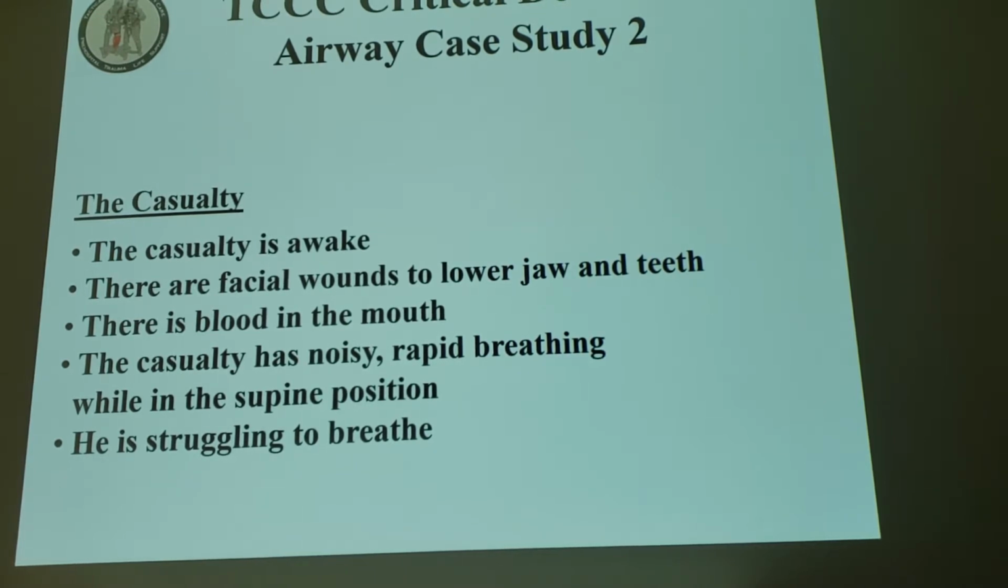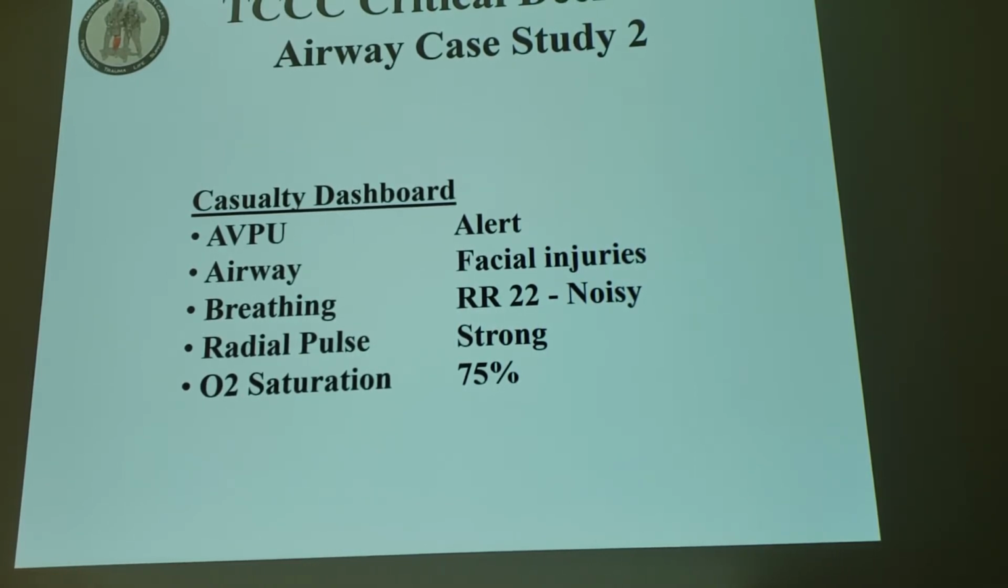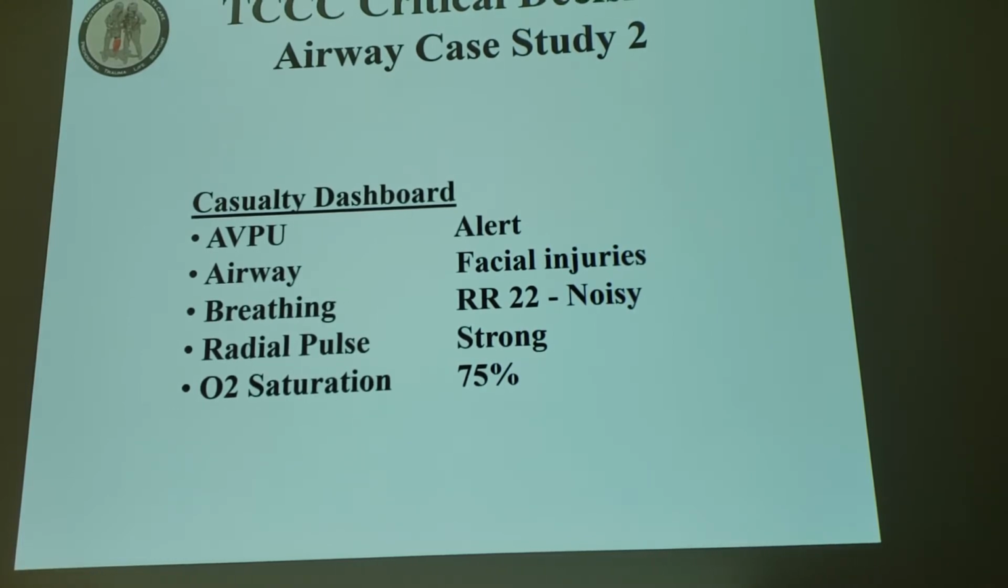Casualty is awake. There are facial wounds to the lower jaw and teeth. There is blood in the mouth. The casualty has noisy, rapid breathing. While in the supine position, it sounds like a duck quacking. He is struggling to breathe. Alert. Airway, facial injuries. Okay, cool. Breathing, respiratory rate 22 and quacky. Radial pulse, strong. O2 saturation 75.